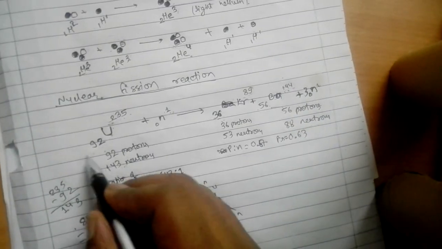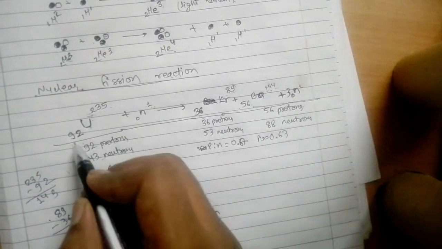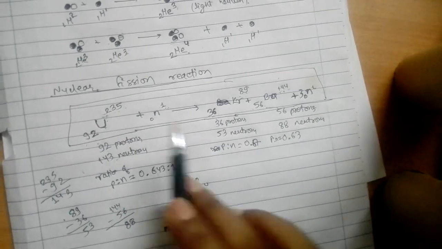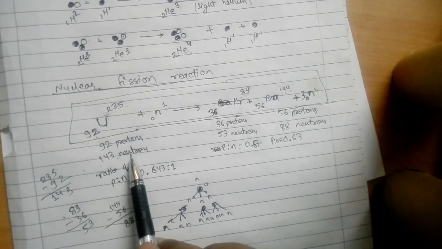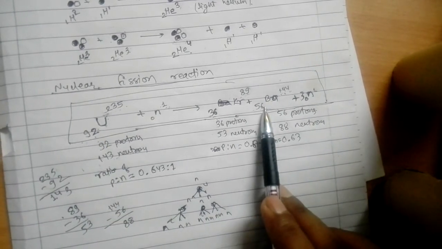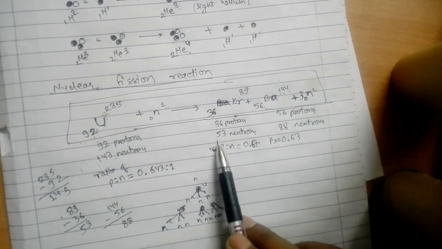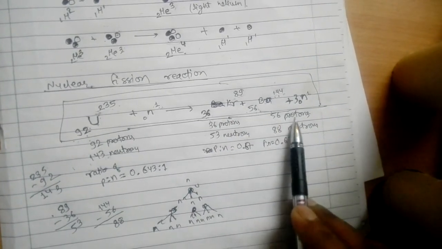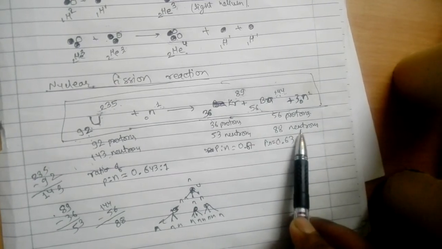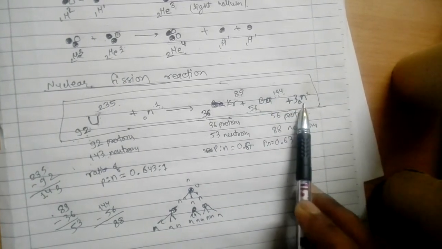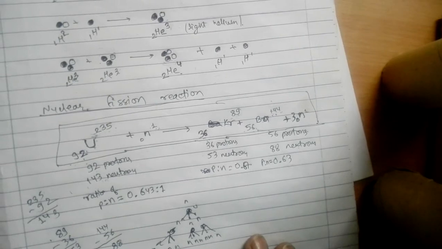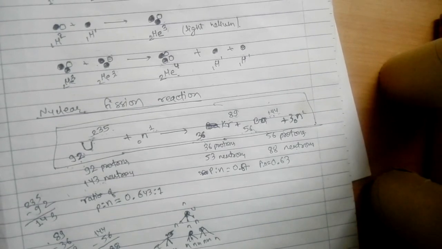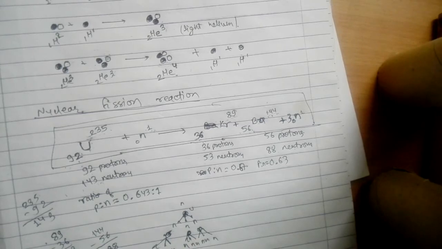Okay? So this reaction represents the nuclear fission reaction, where you can see uranium having 92 protons and 143 neutrons. It breaks down into 2 groups. One of the groups contains 36 protons and 53 neutrons, and another group contains 56 protons and 88 neutrons, and it also releases 3 more neutrons. Okay, so this is the nuclear fission reaction. Now nuclear fission reaction is commonly used in generation of electrical energy in nuclear power plants.